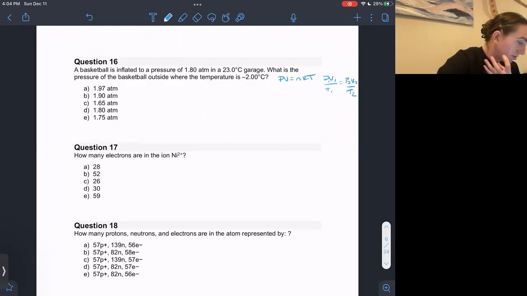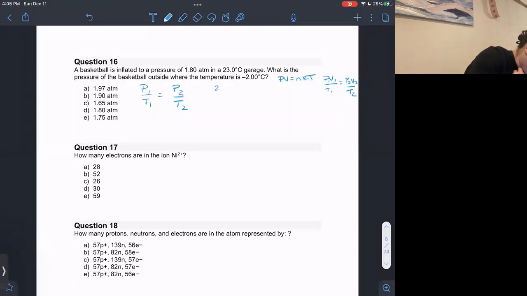I'm just talking about pressure and temperature here, so I think I'm just going to be looking at P1 over T1 is equal to P2 over T2. And I have 3 out of the 4 components. So I know I need to change my degrees Celsius into Kelvin. So that's going to be my first thing.